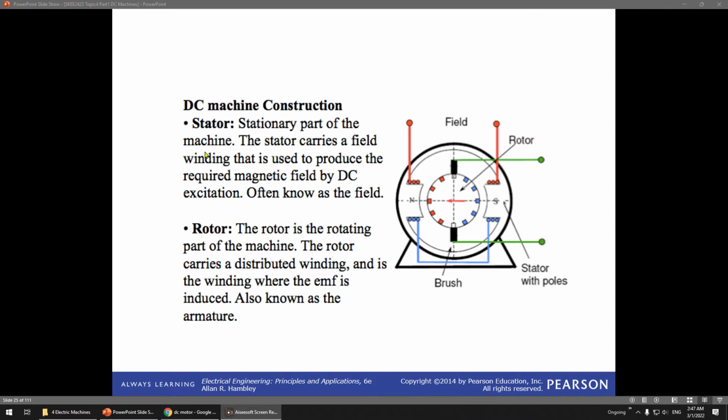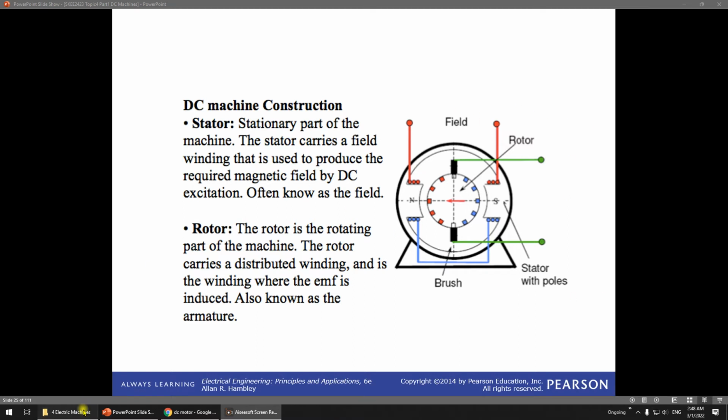The stationary part of the machine carries the field winding to produce the required magnetic field by DC excitation. So you apply DC here, it will create a magnetic field. The rotor is the rotating part of the machine. The rotor carries the distributed winding, and it is the winding where the EMF is induced. This is the armature winding. Make sure you differentiate between the field winding and the armature winding.